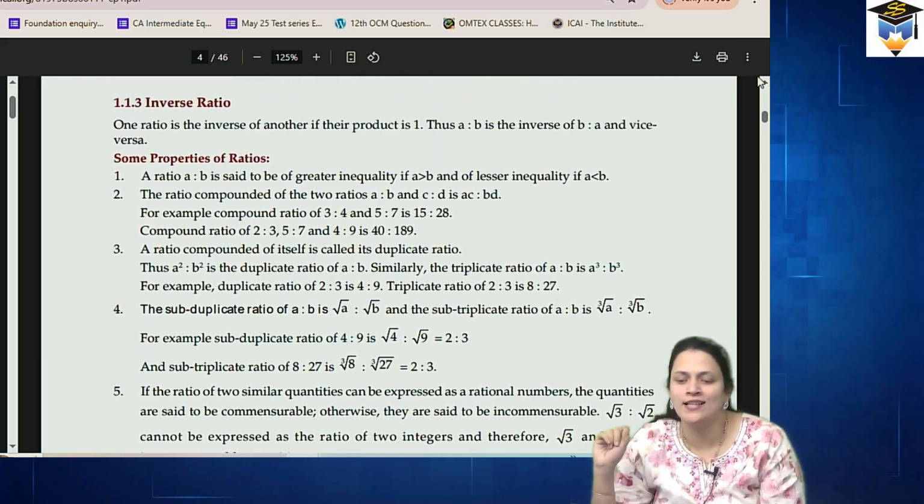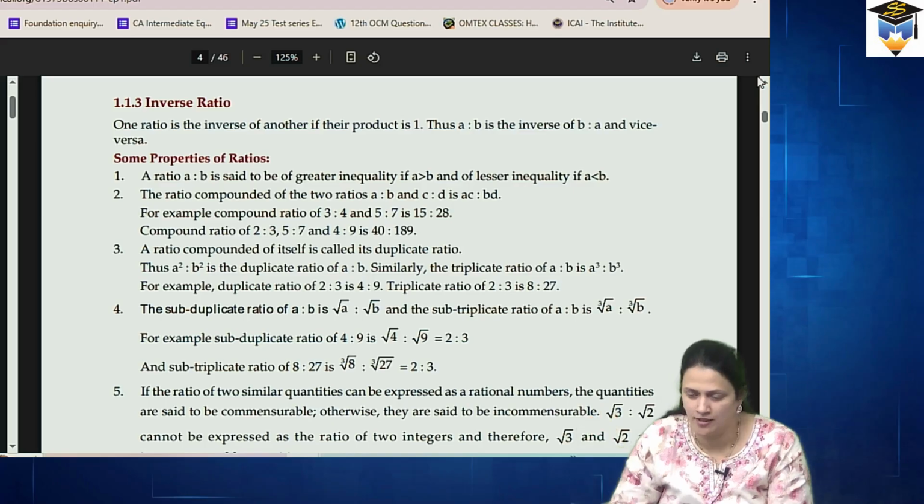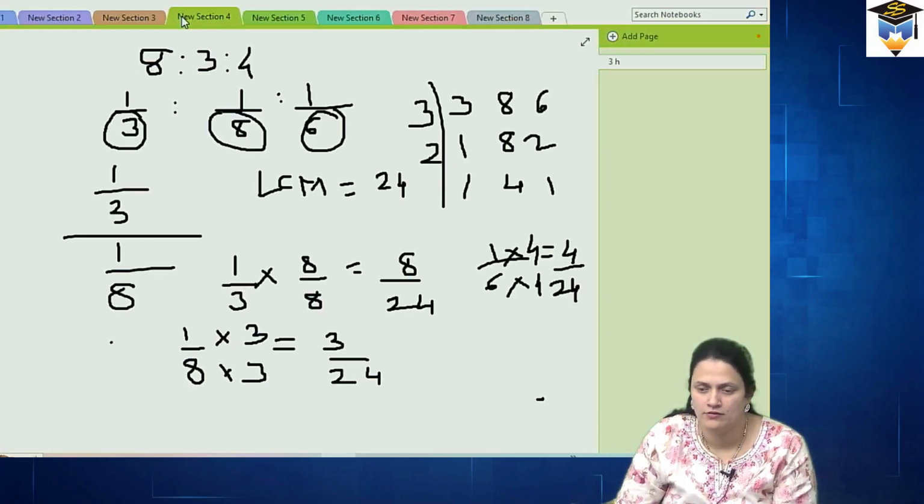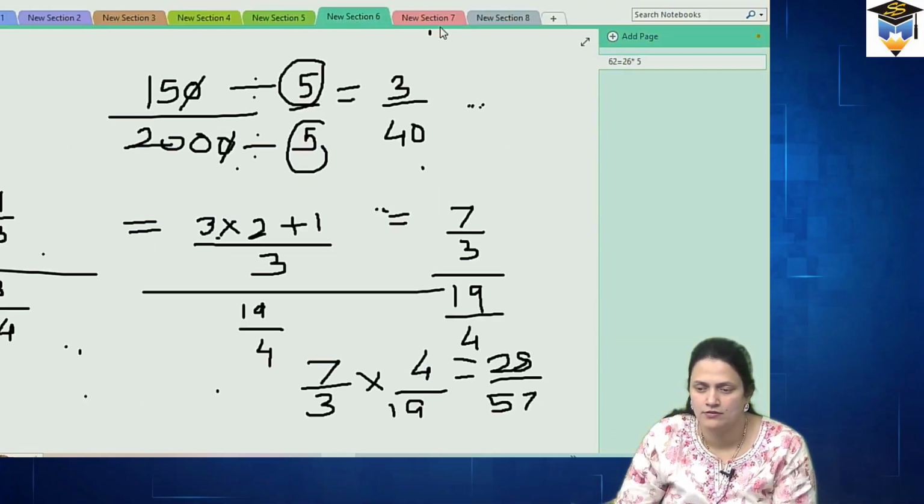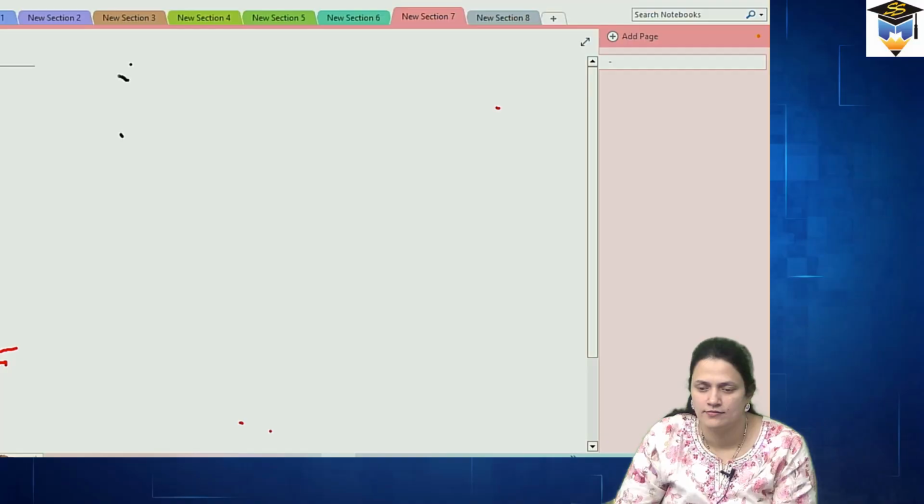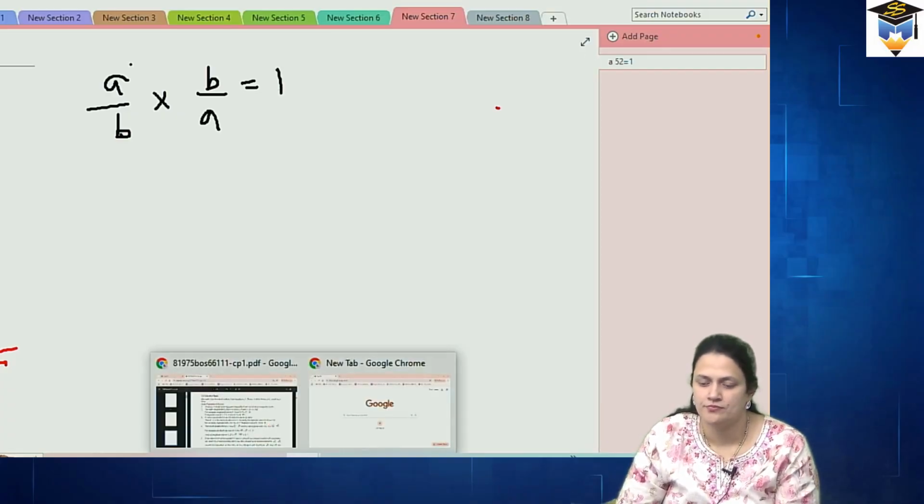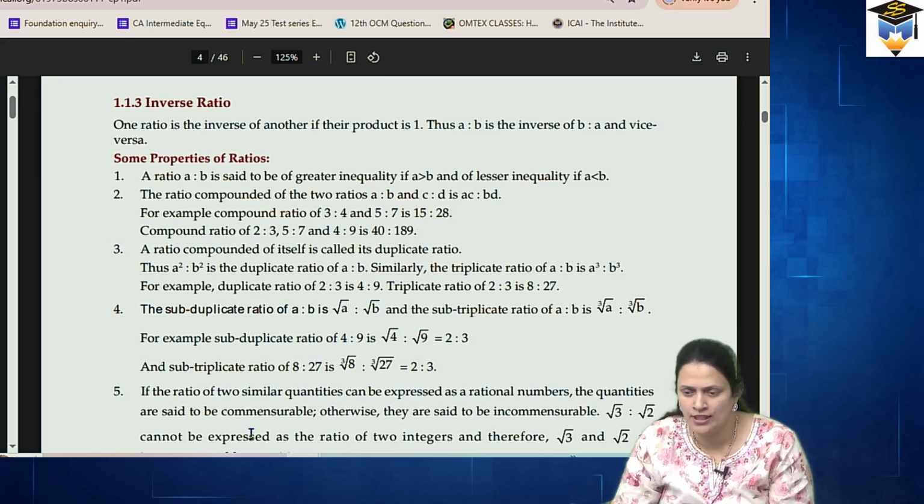One ratio is the inverse of another if their product is 1. That is, A upon B multiplied by the inverse of it, B upon A, is always equal to 1. So if you see here the ratio A is to B.